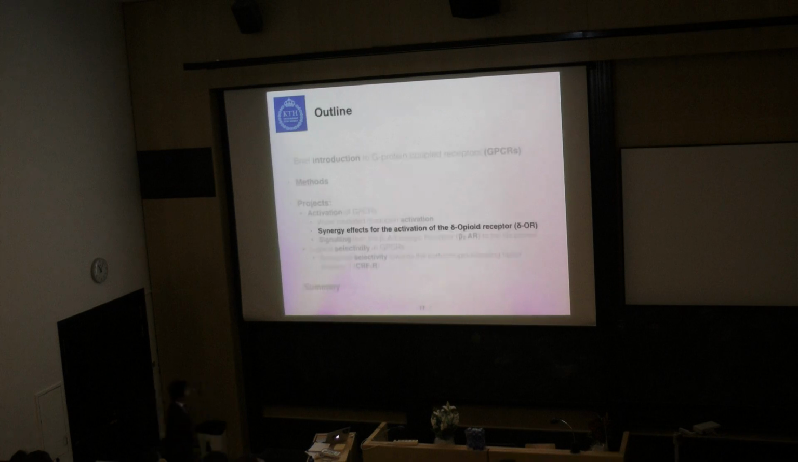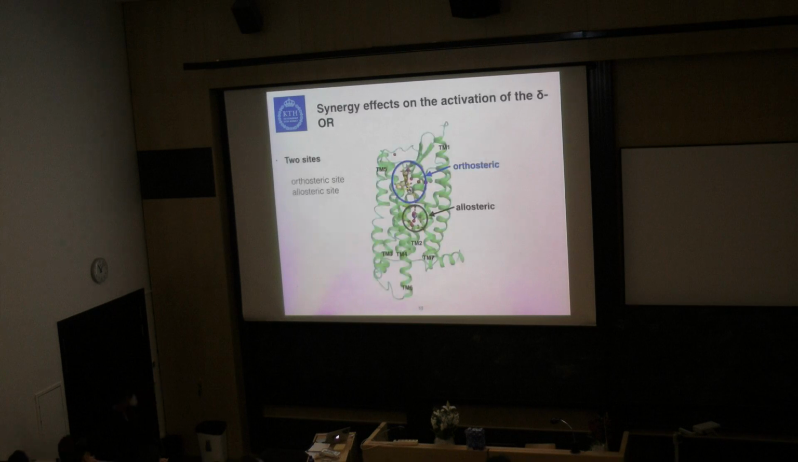Then we move to the second project, which is the synergy effects of the sodium ion in the allosteric site and the ligand in the orthosteric site to modulate the activation of opioid receptor. Opioid receptor is a class A GPCR and plays a very important function in the human body. And the dysfunction of this protein may result in neurological diseases, and there are already clinically used drugs targeting this receptor to treat such kinds of disorders.